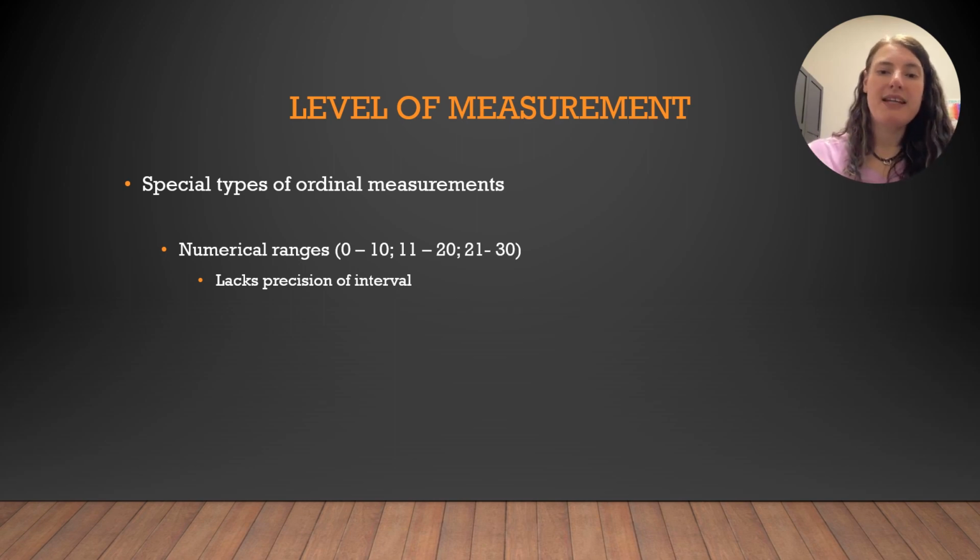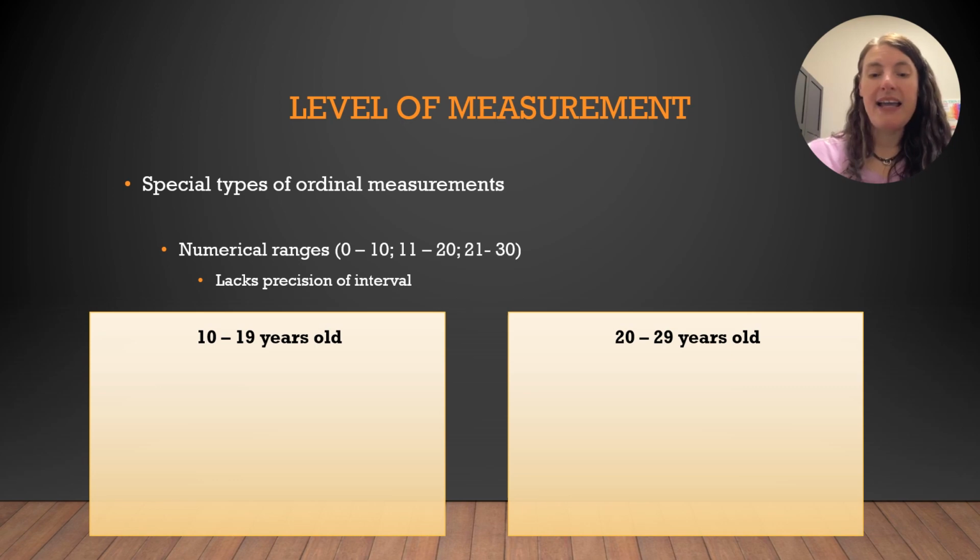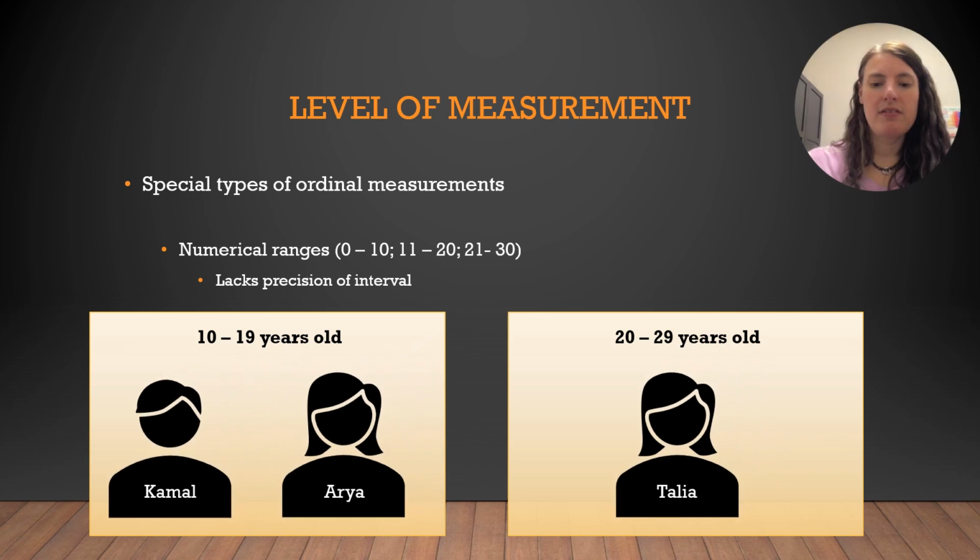The problem comes down to the range itself. Think about this example here. I interviewed 3 students and I asked that they choose their ages from the age ranges provided here. This is how they break down. Kamal and Arya are between 10 and 19 years old, and Talia is between 20 and 29 years old. So I can easily determine that Talia is older than Kamal and Arya.